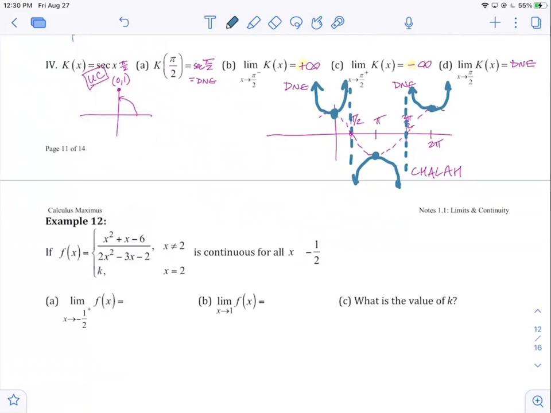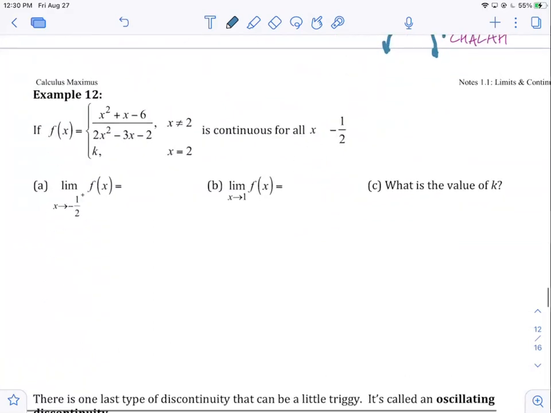Okay, Example 12. Go ahead and take a minute or two to do this. This is almost exactly like the warm-up. Now you kind of have the insight. I'm going to pause the recording and we'll go over it together. The warm-up was a preview of coming attractions.